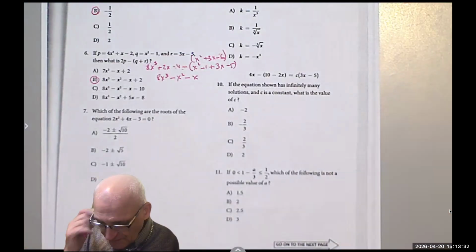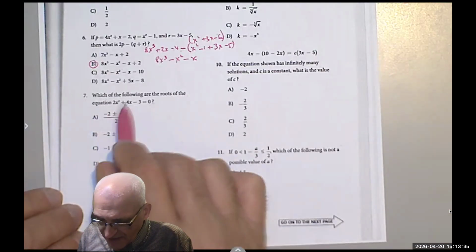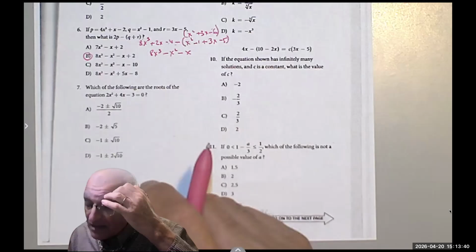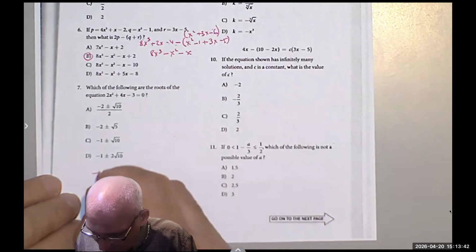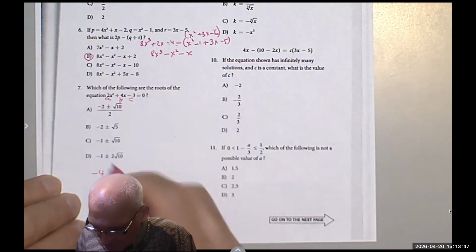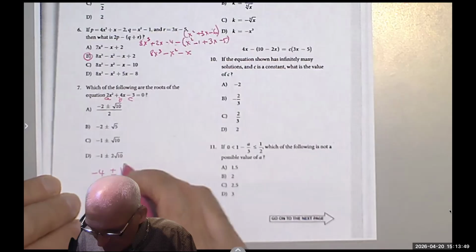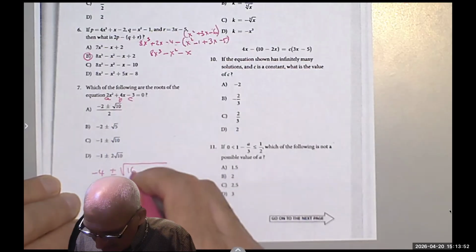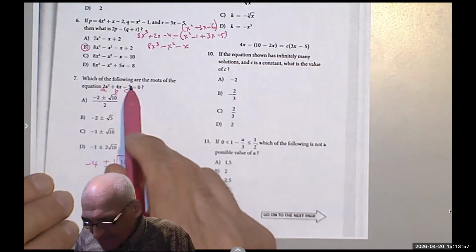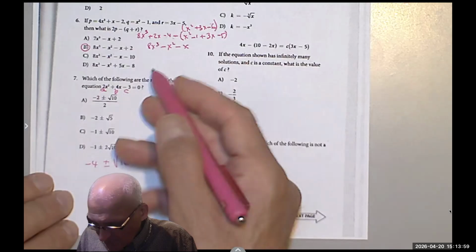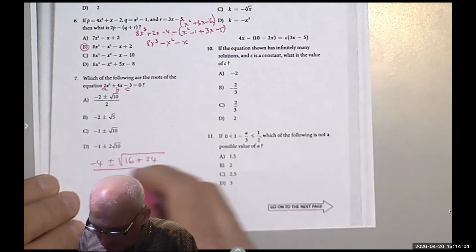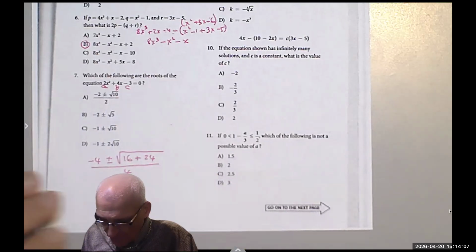Number 7, which of the following are the roots of the equation? We know the roots of the equation. You find them using the quadratic formula. -b, b here is 4, this is A, this is B, this is C. So plus or minus the square root of b squared, which is 16, minus 4 times A is 8, times C, which is -3, it would be -24. So minus -24 is positive 24, divided by twice A. If A is 2, you divide by 4.